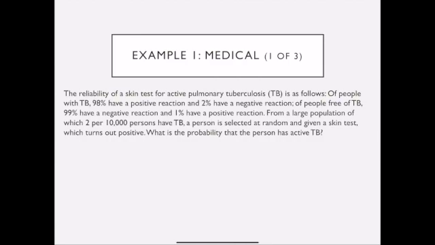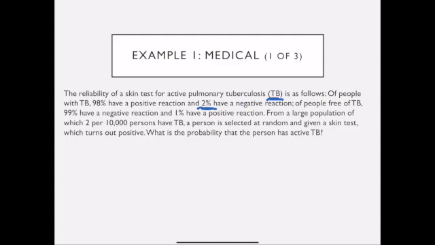So the reliability of skin tests is actually for people who have TB, like if you actually have TB, 98% of them get a positive reaction. That means you get like a little welt on your arm, and 2% have a negative reaction. Okay? So that means that this test is only 98% effective. 2% of people who have TB, their test doesn't come up positive even though they have TB.